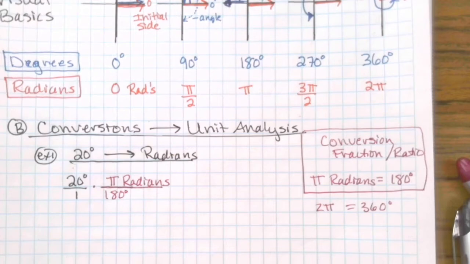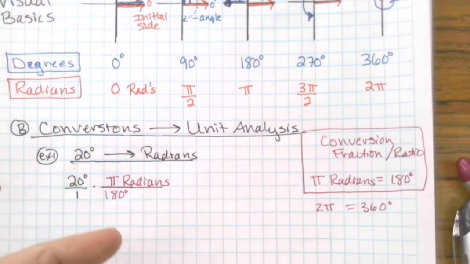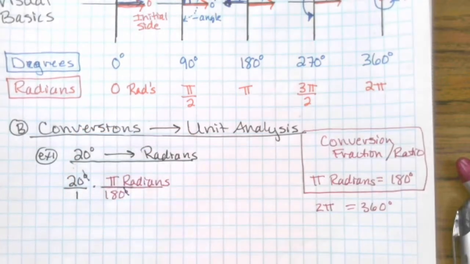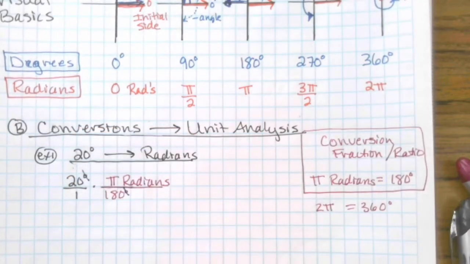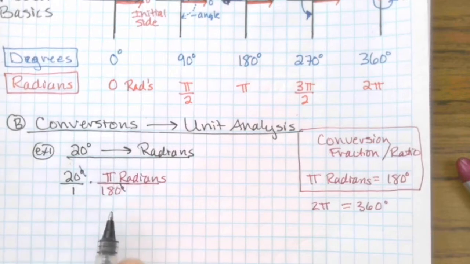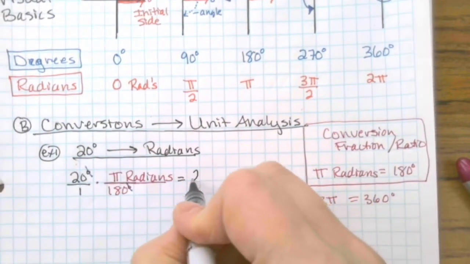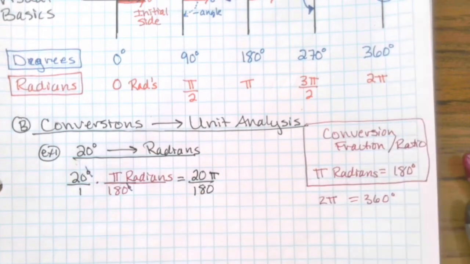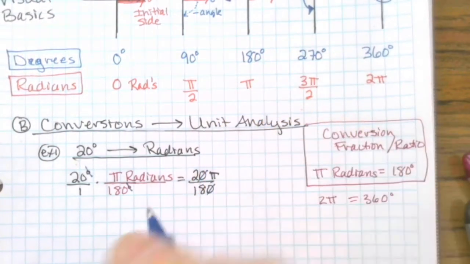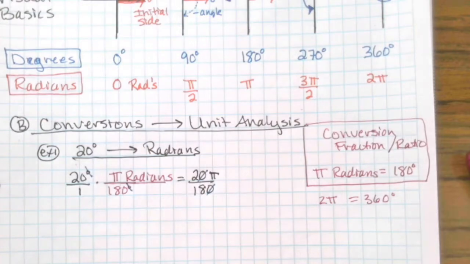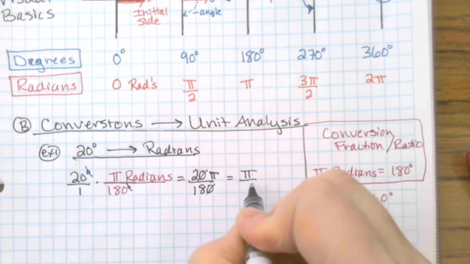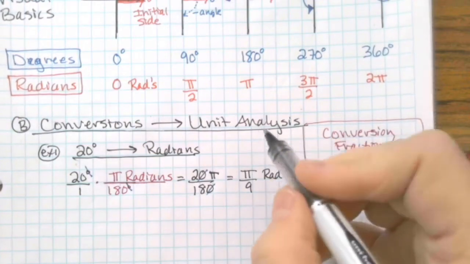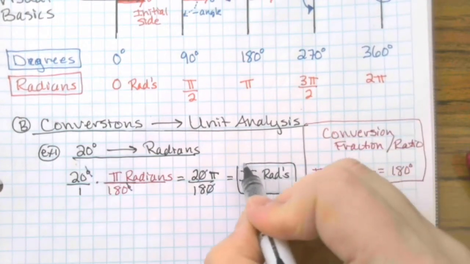So in unit analysis, if you have a unit on top and a unit on bottom, they divide out. So the degrees actually divide out, and all we have left is radians. 20 pi over 180, we can do the trick with the zeros. I have 2 pi over 18, which is pi over 9 radians. So that is your converted angle measure.